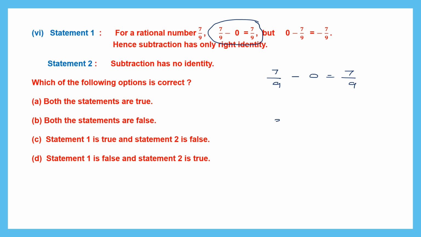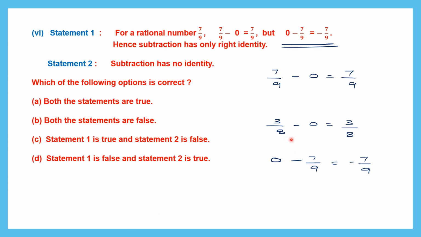You take any rational number there. Now 3 by 8 minus 0 will give you 3 by 8. When you subtract 0 from any number, you get back the same number. But here it says 0 minus 7 by 9 is equal to minus 7 by 9, which is also true. 0 minus 7 by 9 gives you minus 7 by 9. So here can you see this is working only in one direction? That is, when you put 0 here, you get back the same number. Only then you say this is the identity.